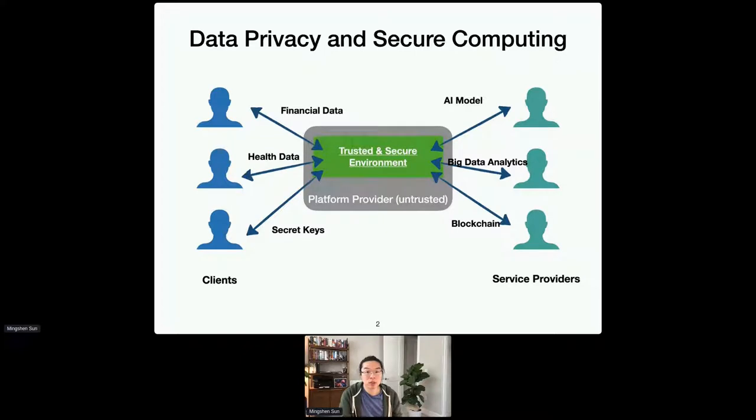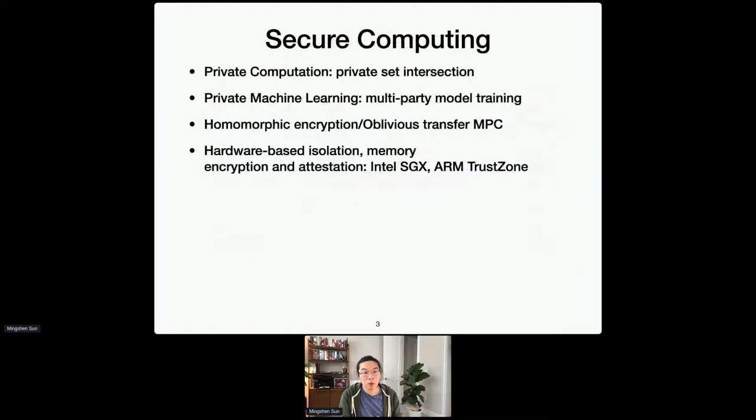Secure computing or confidential computing is the technology whose goal is to solve this kind of problem. Currently, there are several directions to solve this problem. One is to use crypto algorithms to do multi-party private computation, and also to do private machine learning.